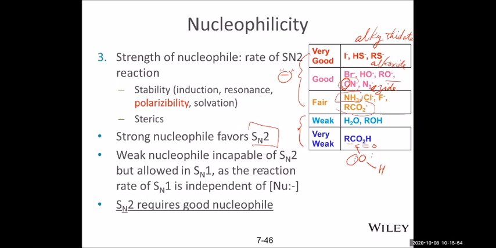The poor nucleophile, the weak nucleophile, is not good for SN2, but can react in the SN1 reaction. You can see the example previously: alkyl halides react with water to form alcohol. That's a typical reaction going through the SN1 mechanism, because water is a poor nucleophile.